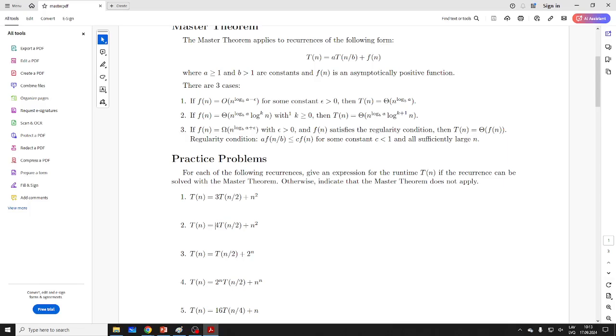Who has an idea what the second one is? Well, it's likely case 2. Yes, it is case 2. Why? Because logarithm base 2 of 4 is exactly 2, and it matches that n squared.